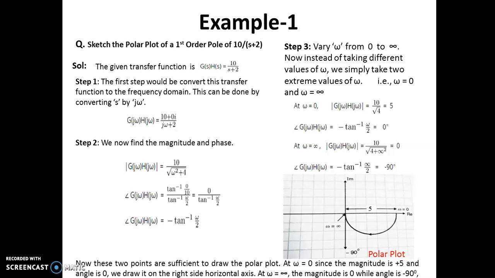At omega equal to 0, the magnitude is 10 by root 4, because it is a simple problem and we can do it without converting into standard form. 10 over root 4 gives 5. And the angle is minus tan inverse omega by 2; omega is 0, and tan inverse 0 is 0. At omega equal to infinity, the magnitude is 10 by infinity, which is 0. And the angle is minus tan inverse infinity by 2, so minus 90 degrees.